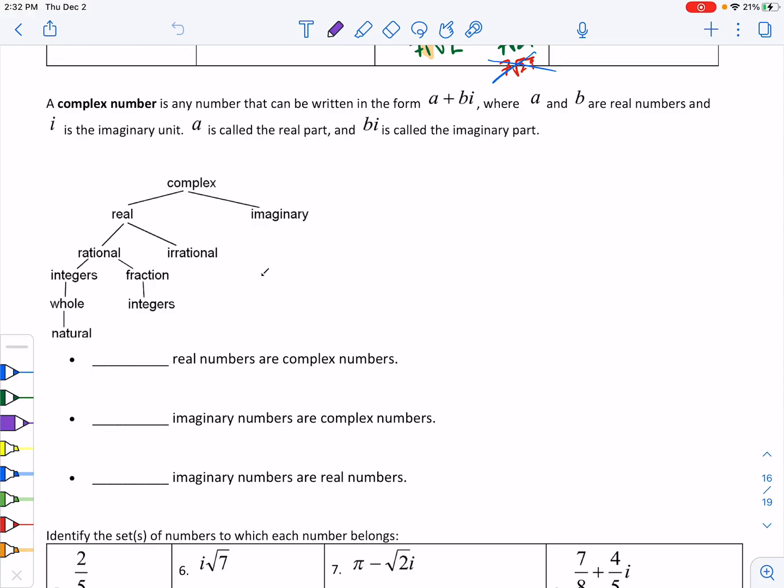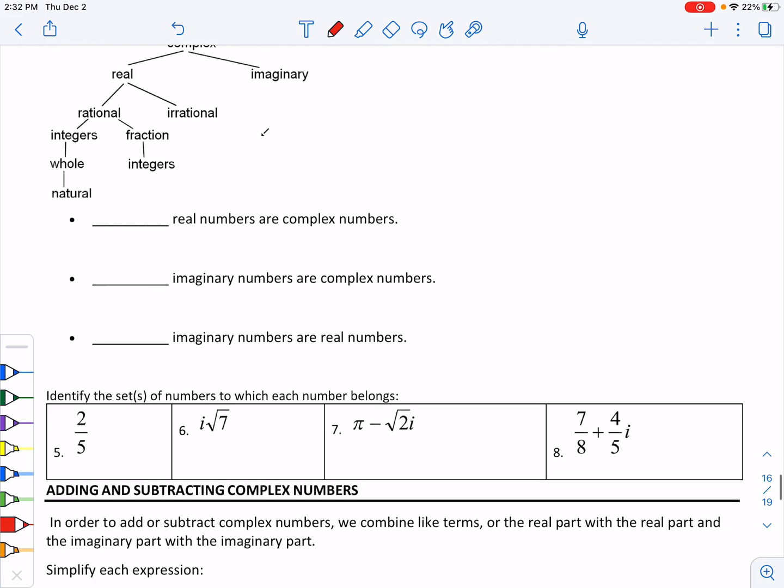Okay, so when we have our imaginary numbers, we call that a complex number. A complex number is any number that can be written in the format of a plus bi, where a and b are real numbers, and i is the imaginary unit. A we call the real part, and then bi, the b and the i together, are the imaginary part.